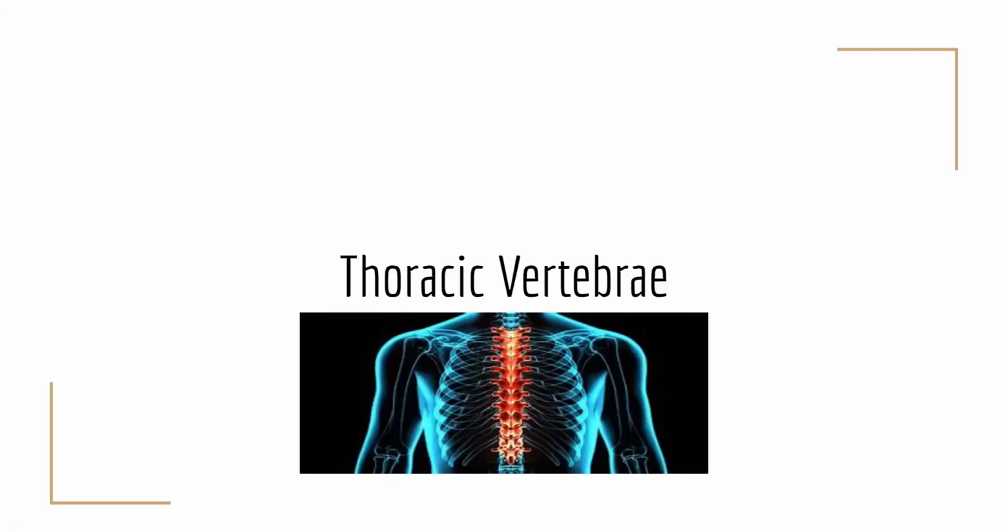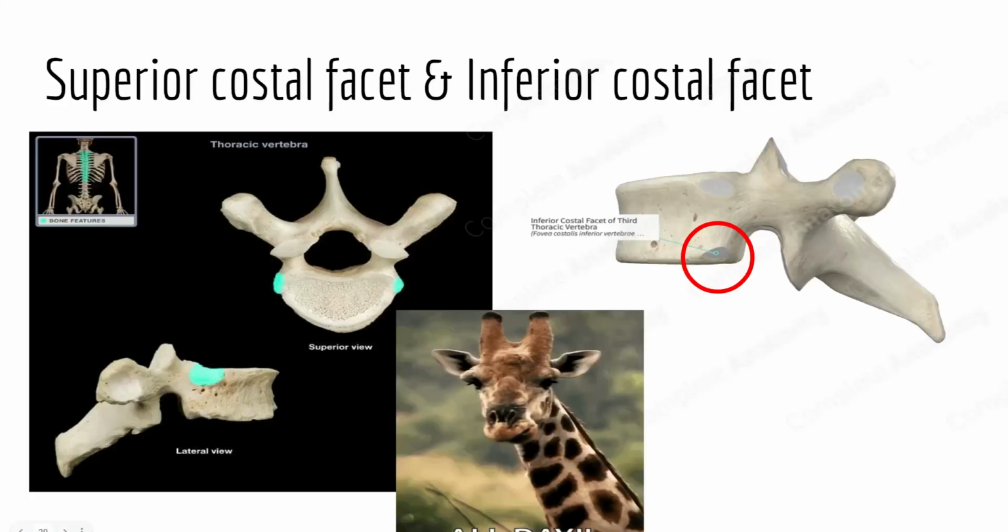Next we have the thoracic region, which is T1 through T12. The superior and inferior costal facets are two points on the sides of the thoracic vertebrae where the ribs connect. The superior costal facet is located on the inferior thoracic vertebrae. This facet joins the rib to the top of the vertebrae. And the inferior costal facet is located on the superior vertebrae. This facet joins the rib to the lower part of the vertebrae.